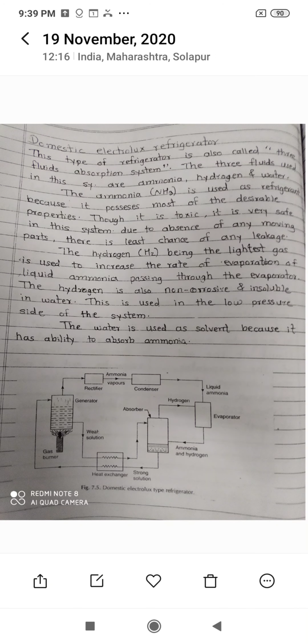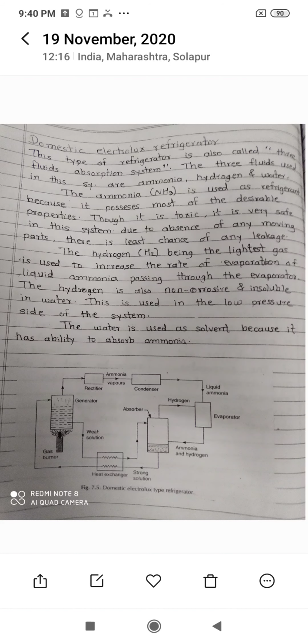The ammonia is used as a refrigerant because it possesses most of the desirable properties. Though it is toxic, it is very safe in this system due to the absence of any moving parts. There is the least chance of any leakage. The second fluid is hydrogen. Hydrogen, being the lightest gas, is used to increase the rate of evaporation of liquid ammonia passing through the evaporator. Hydrogen is also non-corrosive and insoluble in water. This is used in the low pressure side of the system.